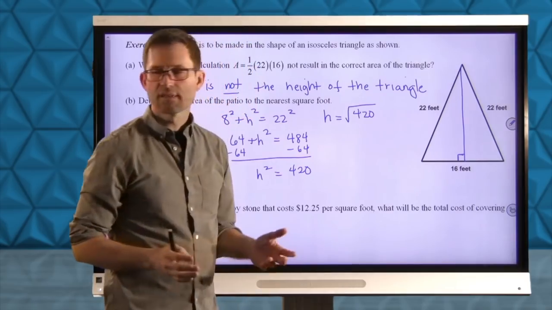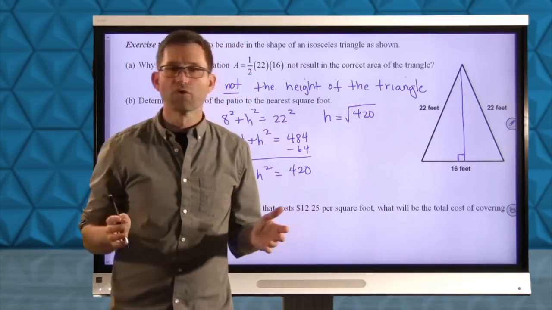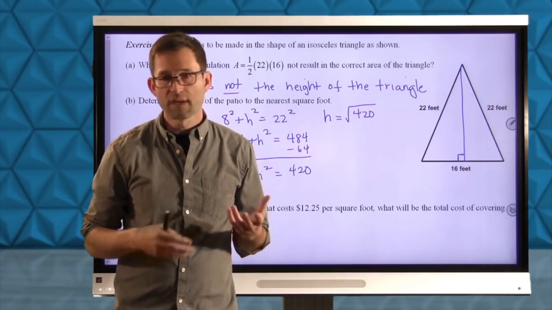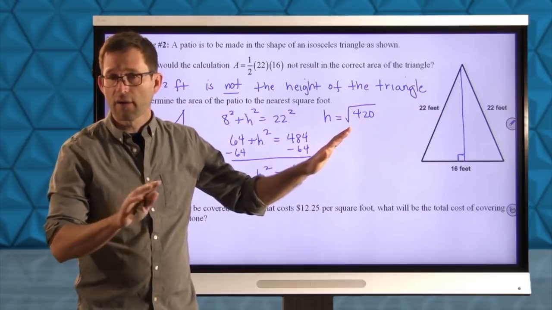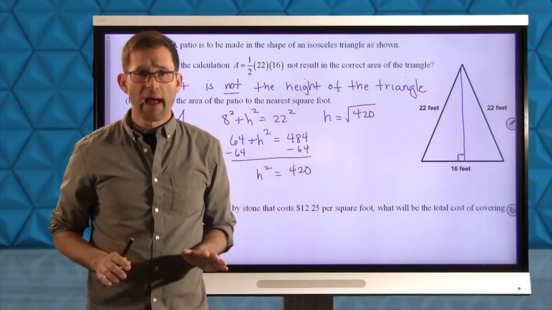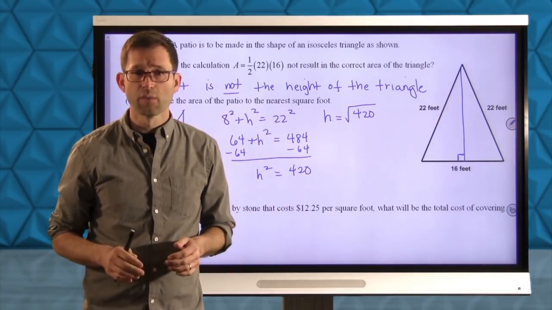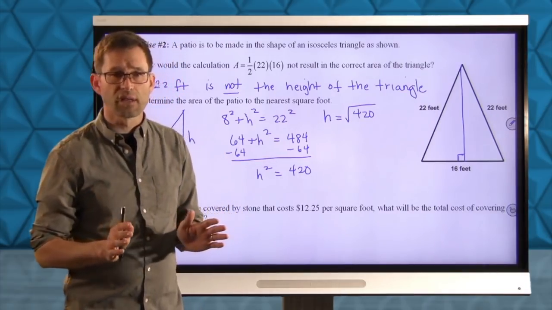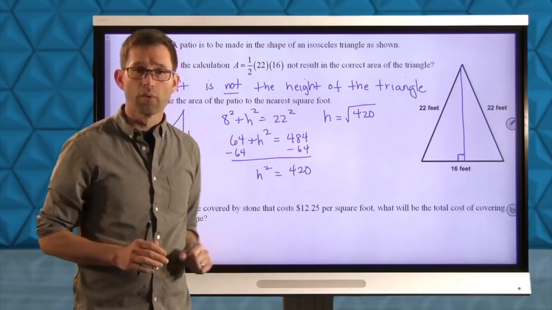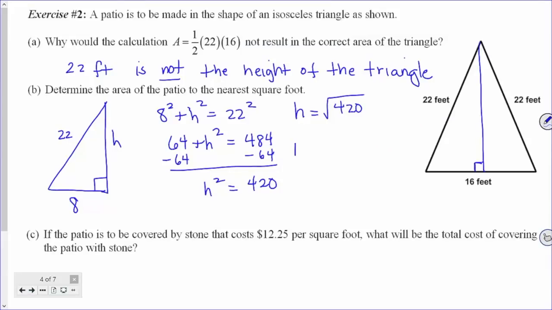Now, as an aside, the square root of 420 is not a particularly nice number. It's kind of an ugly number. And you could certainly figure out what this thing is on your calculator right now to some decimal accuracy, whatever that decimal accuracy would be. But if we want to make sure that the calculation's nice and clean, we'll just use the square root of 420. In fact, we can say now that the area is 1/2 the base, which is 16, times the height, which is the square root of 420.